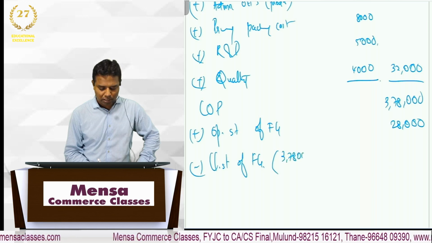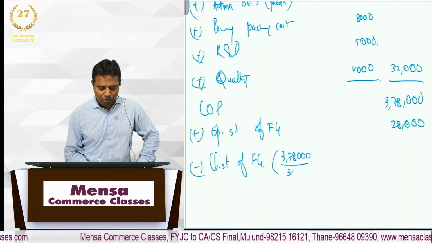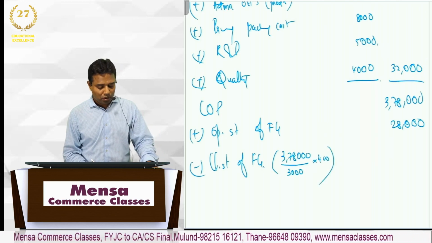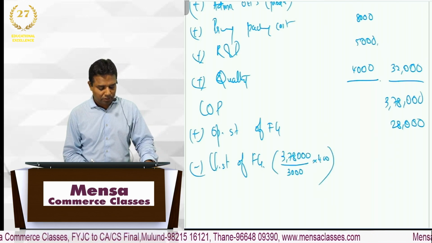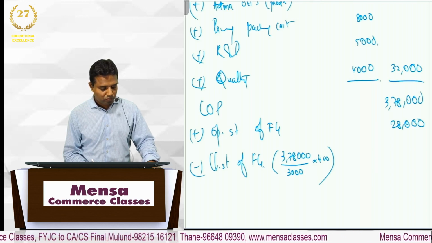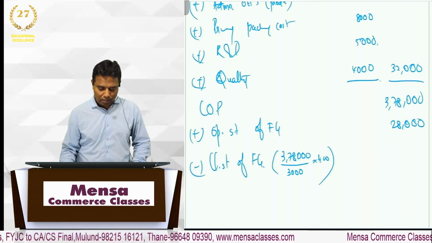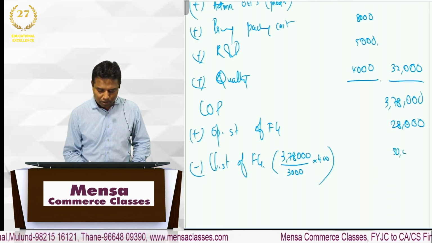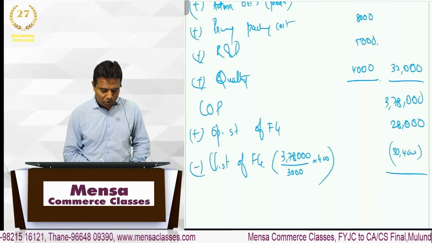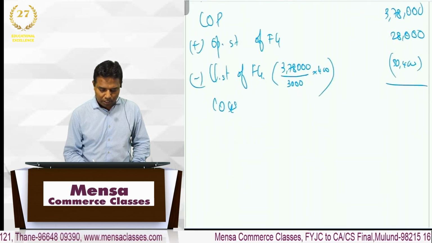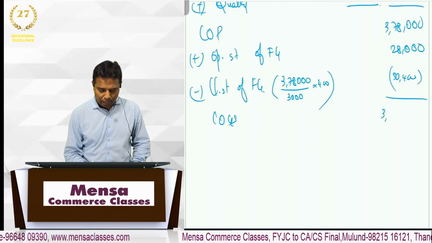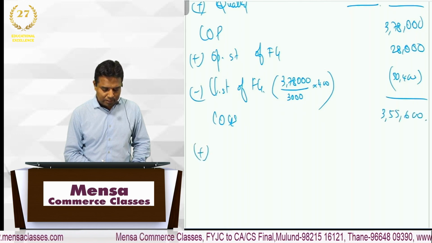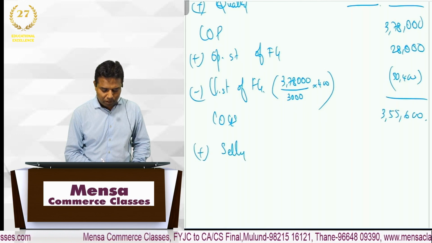So proportionate, 3,78,000 produced was for 3,000 units. So we had 4,000 in the closing stock, so 378 into that will come to 50,400. That is the valuation of closing stock. So you will have your cost of goods sold, which will come to 3,55,600. Then you will add your selling expenses, selling overheads.